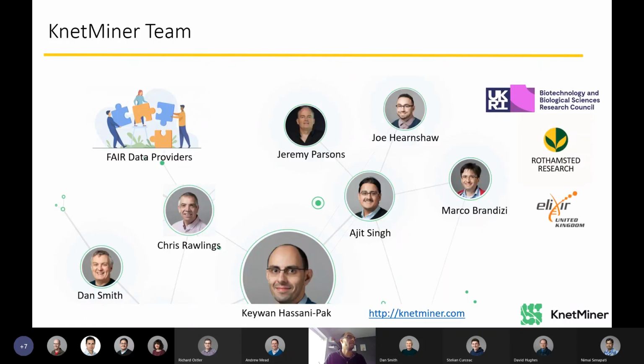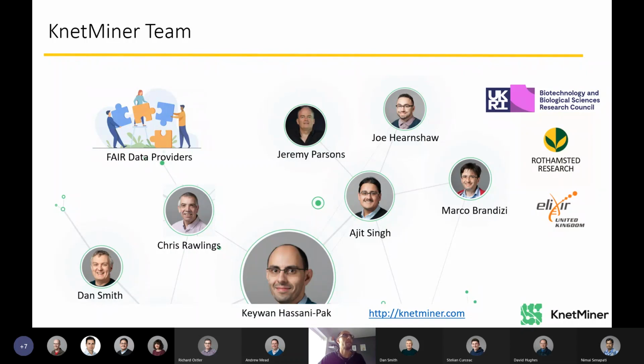So yeah, just to finish up, this is the NetMiner team. Ajit, Marco, Jeremy helped with the core NetMiner development. Joe was part of the team, he's left. Dan is helping us to test tools and build applications and has really good ideas about new features that can help to drive use cases in DFW. Chris is our scientific advisor.